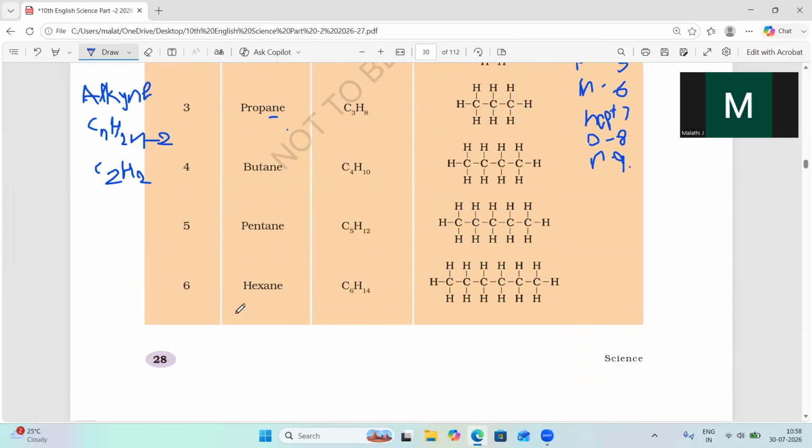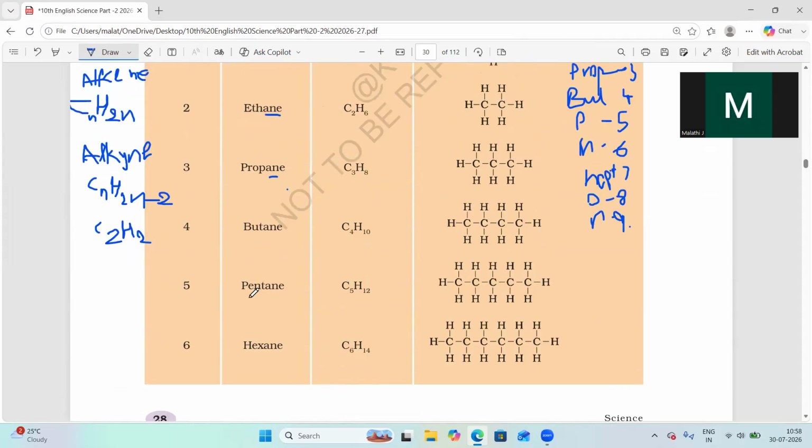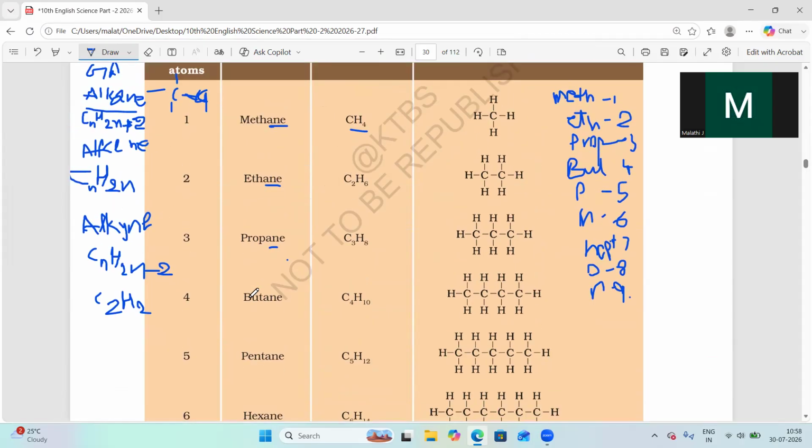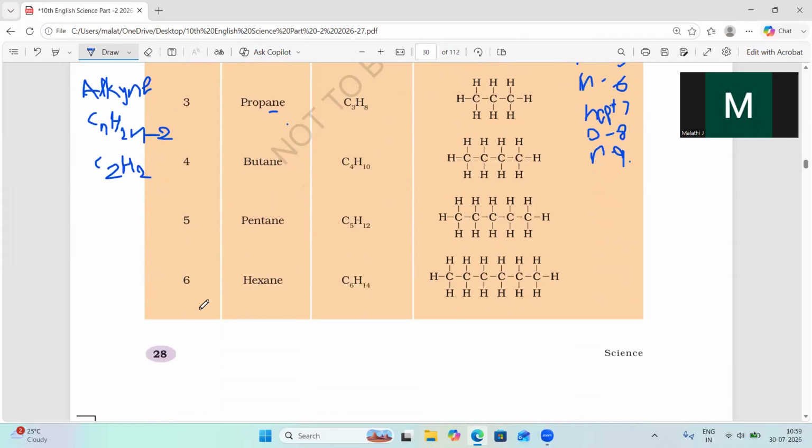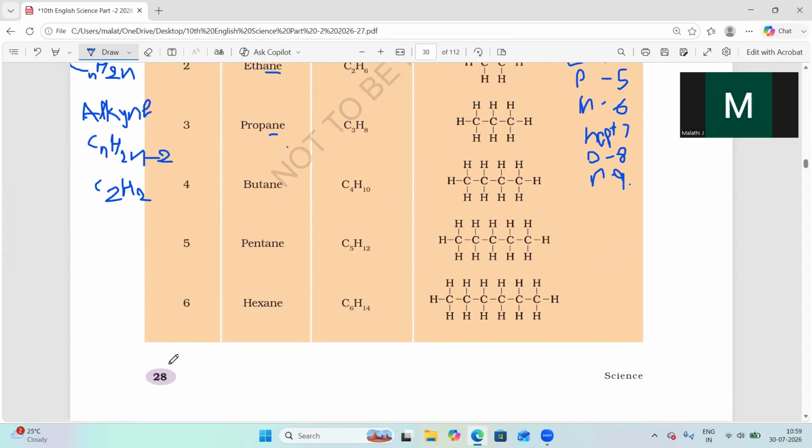If I give you one more, alkenes. What are alkenes? These are unsaturated hydrocarbons containing a double bond. An alkene is carbon having a double bond. The general formula for this is CnH2n. The first member of this alkene group starts with ethene, right?